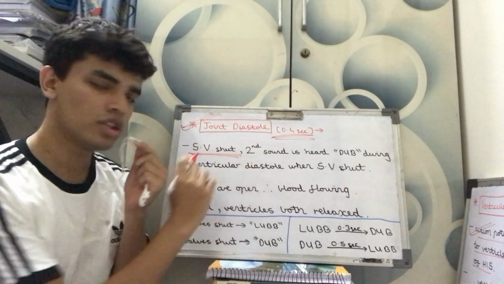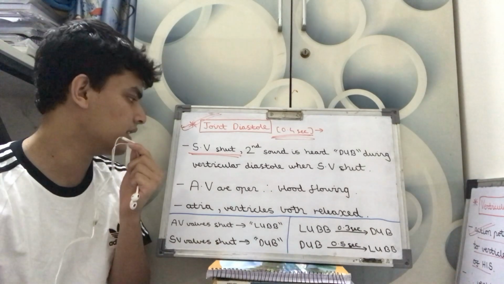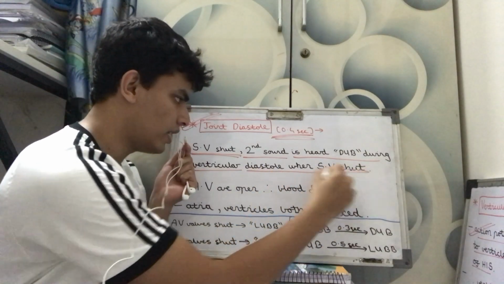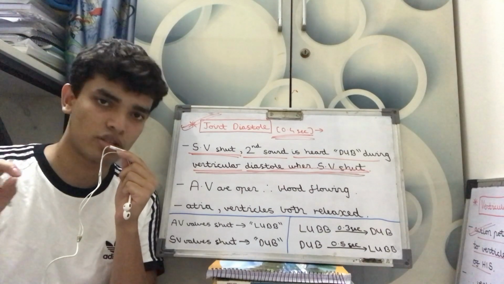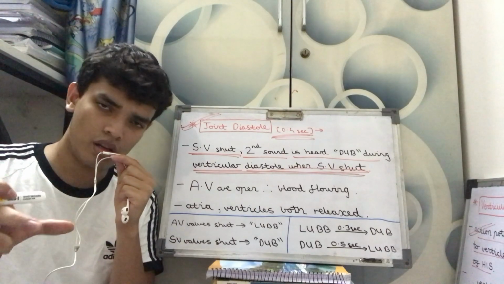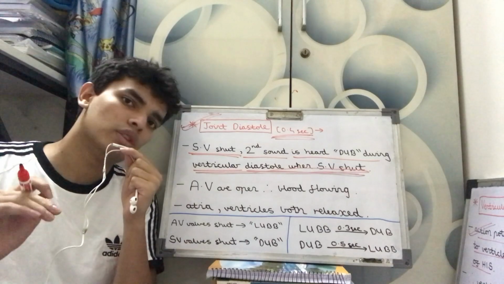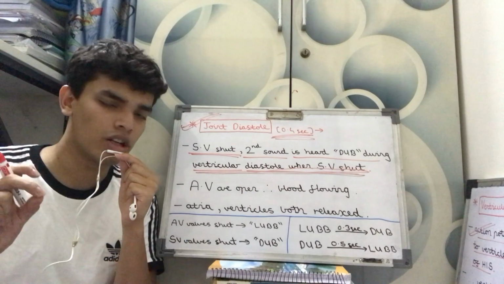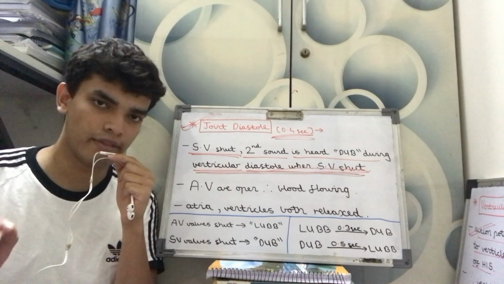So the semilunar valves shut. Very important: the semilunar valves present at the aorta and pulmonary artery are shut. The second sound, dub, is heard during ventricular diastole when the semilunar valves shut. When ventricular diastole occurs, that is the same time when joint diastole starts. So at the time ventricular diastole and joint diastole occur, the semilunar valves close. So when is the second sound heard? When the semilunar valves close.